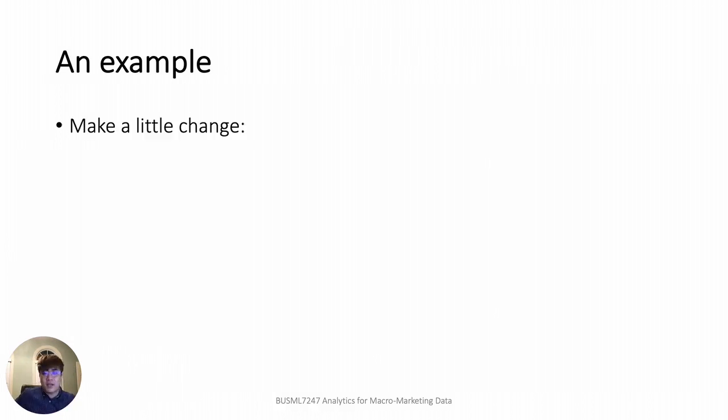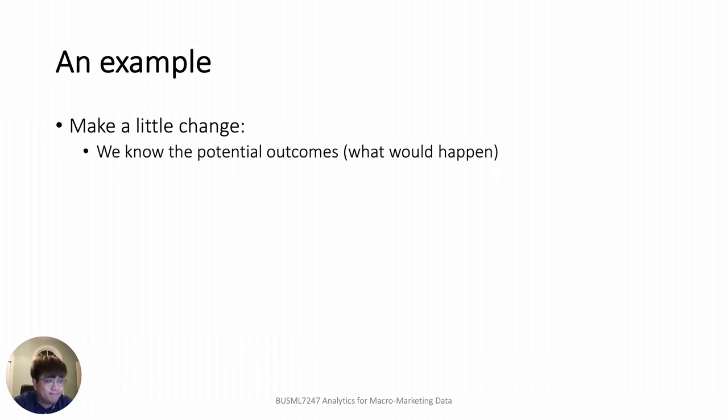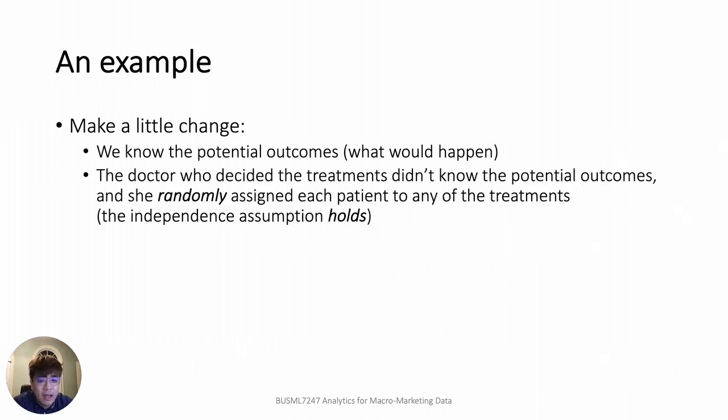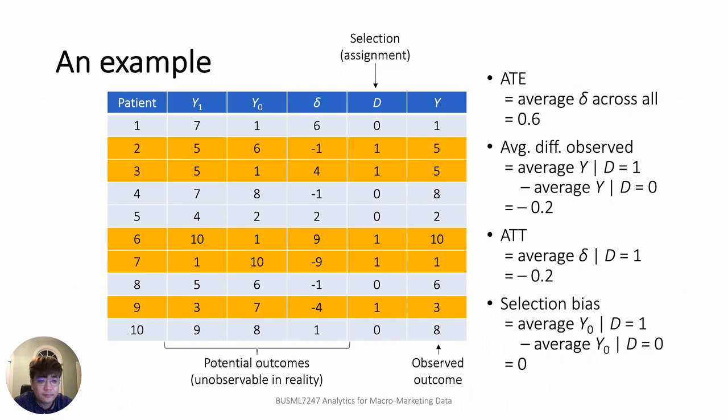Now, make a little change. Suppose that we still know the potential outcomes, but now the doctor who decided the treatment was a fake doctor, and she just randomly assigned the patients. That is, the independence assumption holds. This little change makes a huge difference. The ATE is still 0.6 because it is unconditional on the assignment.